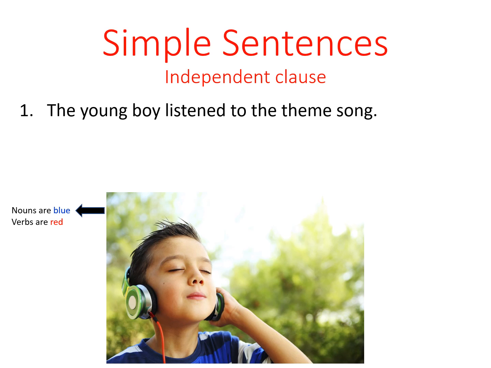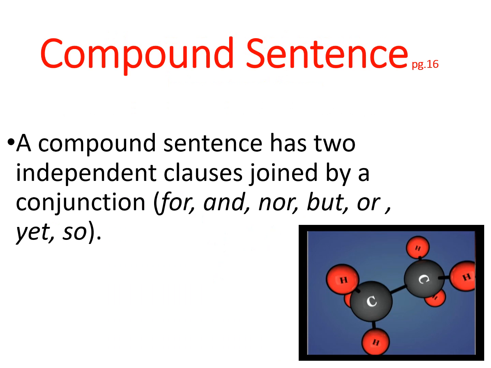Let's look at the example here. It says, the young boy listened to the theme song. Now, for all of these examples, nouns are going to be blue and verbs are going to be red. In this example, boy is the noun and listened is the verb. And also, it is a complete sentence. So we call this a simple sentence or independent clause.